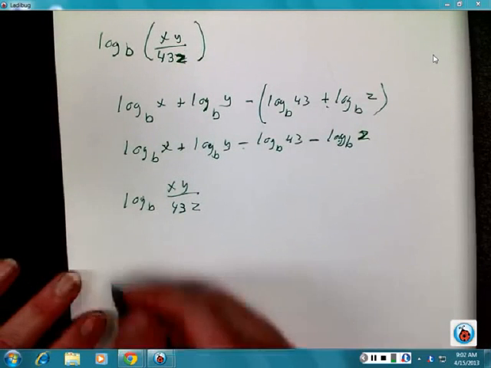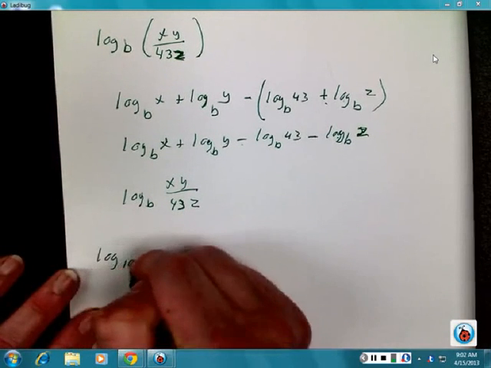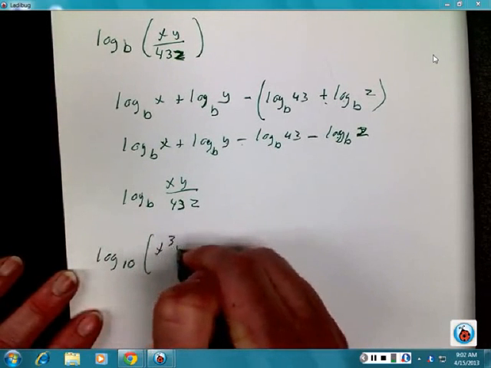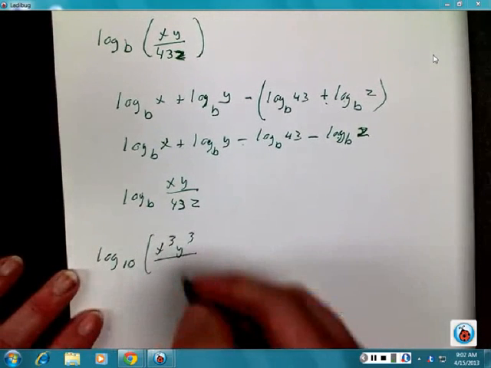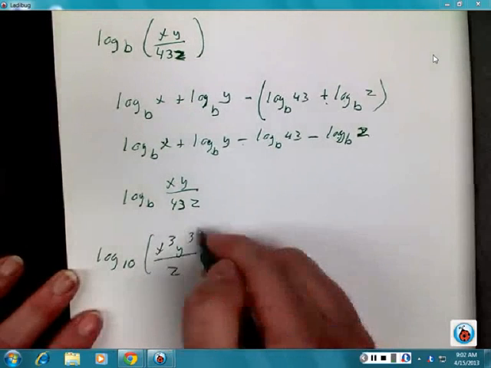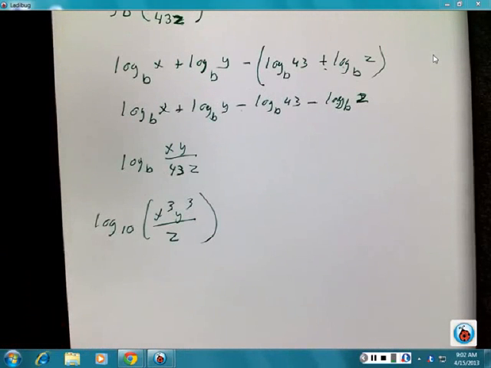Here's another one. Log 10 of x to the third y to the third all over z. So what would I get out of that one if I turned it around into its values that I can add and work with?